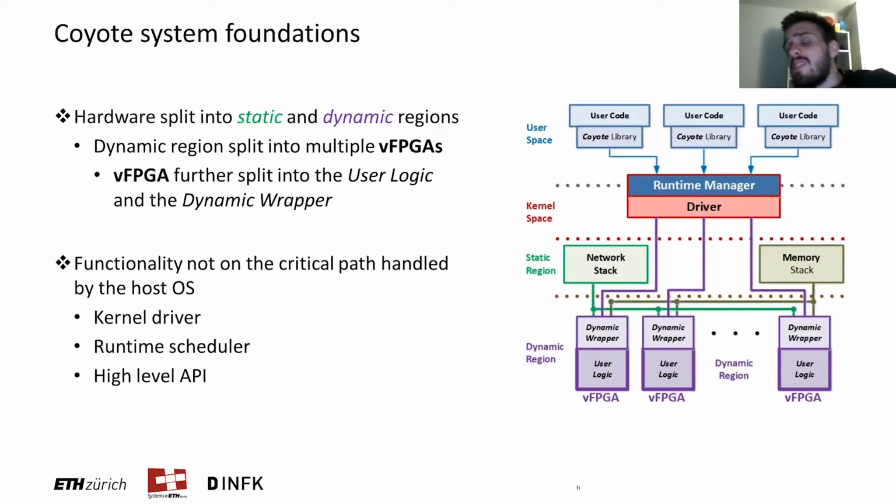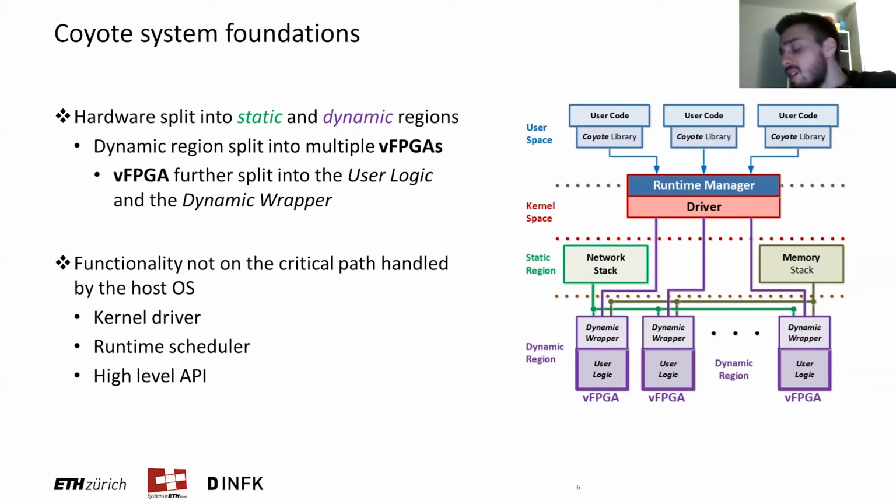Coyote splits the FPGA hardware into static and dynamic regions. Now, a static region provides the base functionality for the rest of the FPGA, and it is always online. It is static during a single deployment, but is also highly customizable during compile time and can accommodate various system configuration scenarios. The dynamic region is the basic mechanism for the sharing of the FPGA applications, and it is split into multiple smaller virtual FPGA regions.